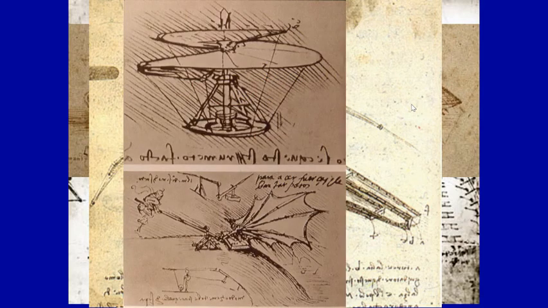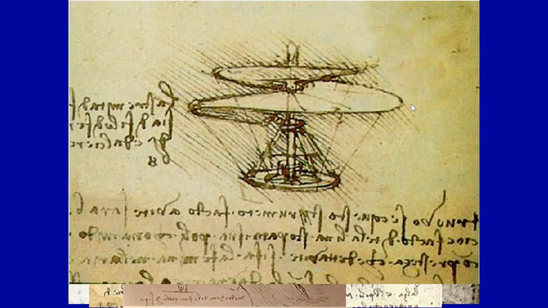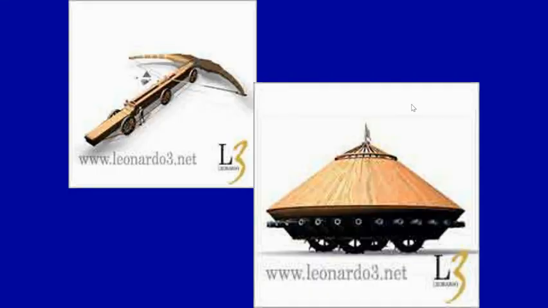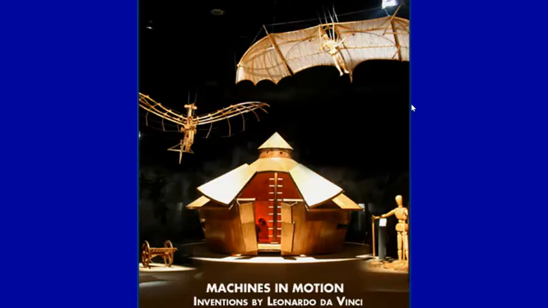He invented a helicopter, or he didn't invent a helicopter, he imagined a helicopter. Again, 500 years, 450 years before the first helicopters were made. A cannon that shoots multiple projectiles at once. And these are computer generated graphics of his weapons of war. The giant crossbow on the left and the tank on the right.